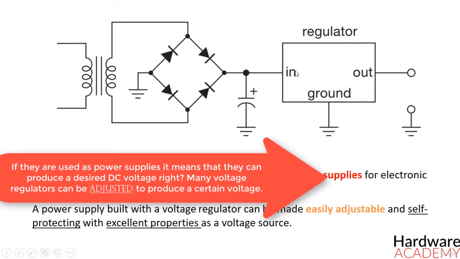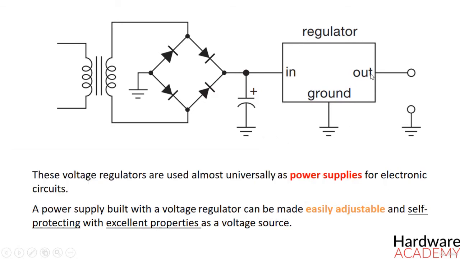Nowadays, complete voltage regulators are available as inexpensive ICs, priced under $1. A power supply built with a voltage regulator can be made easily adjustable and self-protecting, for example against short circuits, overheating, etc., with excellent properties as a voltage source, like internal resistance measured in milliohms.